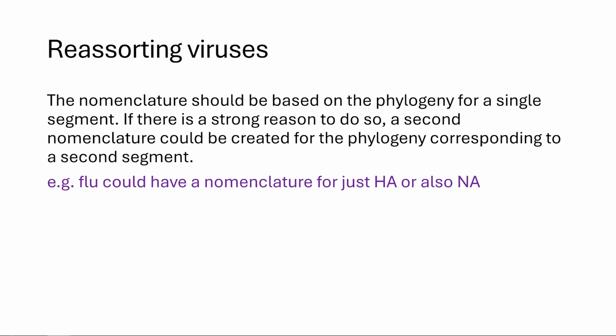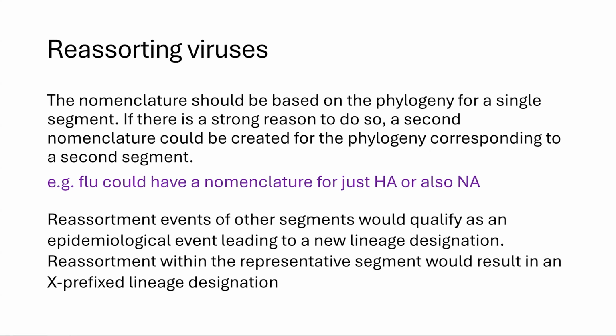For reassorting viruses, the nomenclature should be based on the phylogeny for a single segment, or if there's something to justify it, use two. For example, for human flu, you could have a nomenclature for just the hemagglutinin, or also for neuraminidase. And then reassortment events of other segments would qualify as an epi event, leading to a new lineage designation. Reassortment within the representative segments would result in a next prefix lineage.